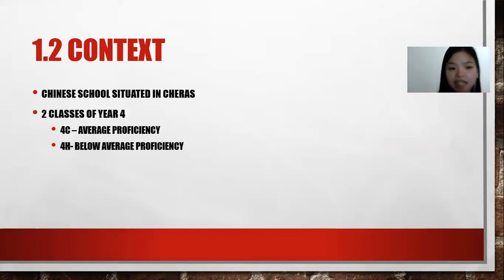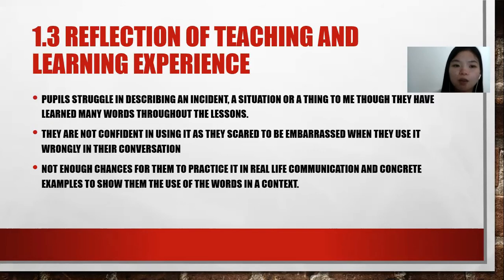And 4H is a class of below average proficiency, who find it hard to understand what I am saying. They face difficulties following my instructions because, according to them, the teachers always use Chinese, which is their mother tongue, as the medium of instruction. This gives them low exposure to the English language and makes them unfamiliar with it, so when I use English to teach them, they find it difficult. And 1.3, the reflection of teaching and learning experience.